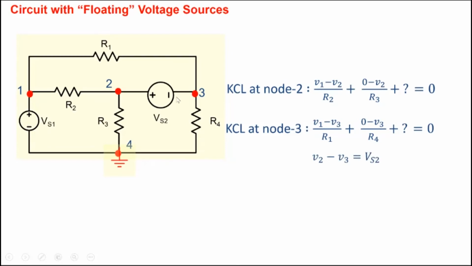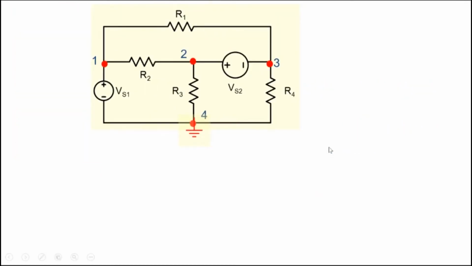Of course, we know that V2 minus V3 is Vs2, and we also know V1 equals Vs1. But note that the nodal analysis method works with node voltages and uses KCL. So we are unable to write KCL at node number 3, and therefore we are not able to complete the equations and thereby solve those equations to arrive at the answer that we are looking for.